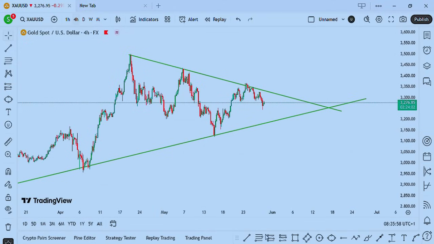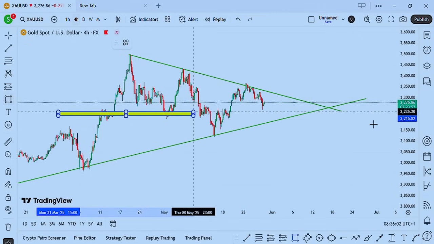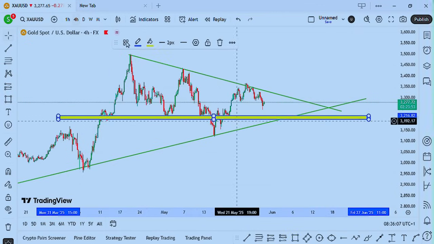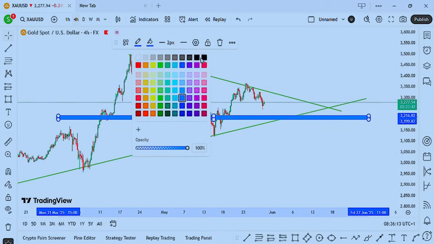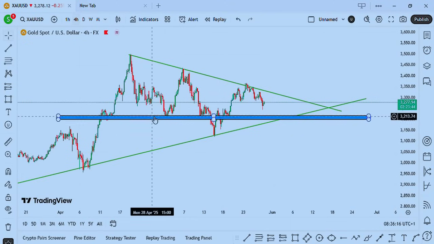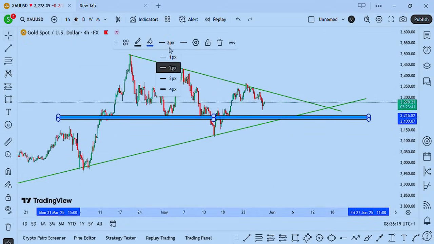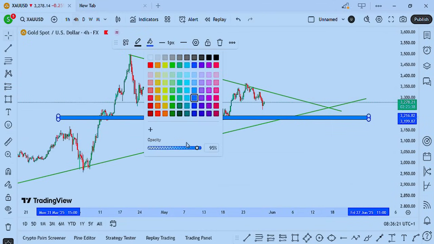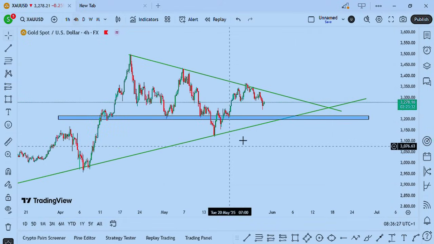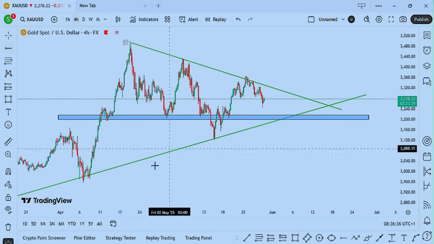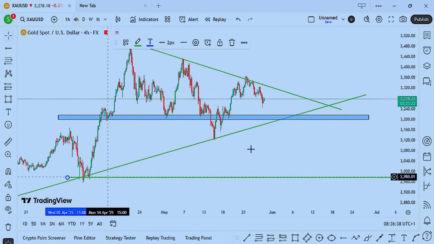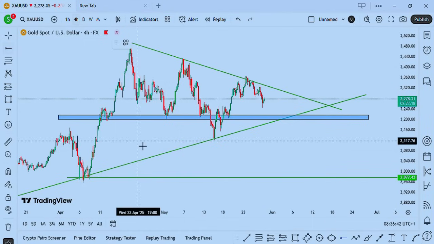So gold is coming back into this area. My first take profit is right here. So my first take profit here at this demand level. So I'm aiming for overall target here, this support level. All right, the support level and this level.